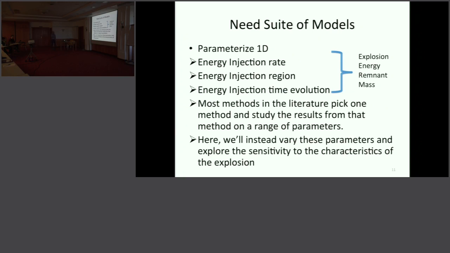Most methods in the literature right now just pick one method. They say, I'm going to do this. I'm going to increase the cross-section. I'm going to do a 1D code. I'm going to increase the cross-section for neutrinos. That's going to up the energy injection. And then I'm going to see what the explosion is.